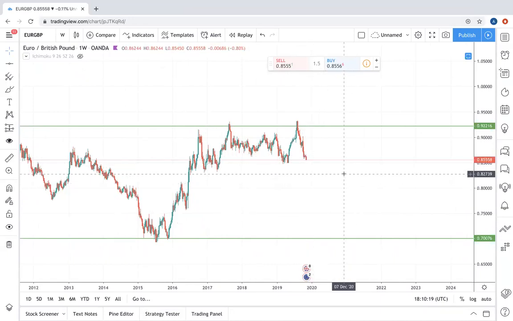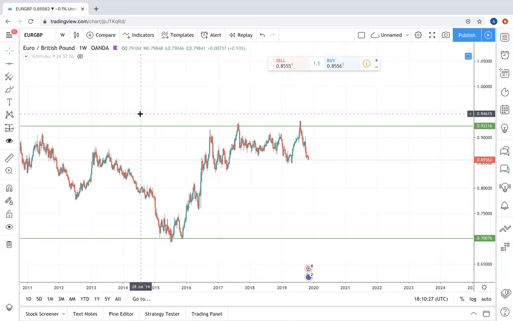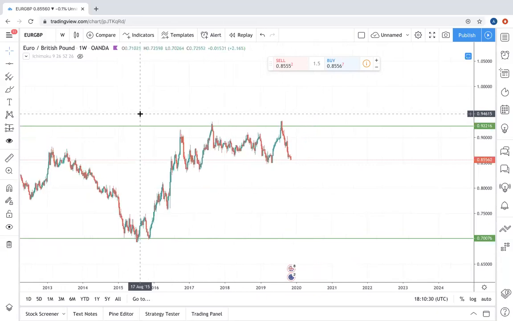I don't know for a fact, but to give you an idea. And as you can see, Euro GBP has just a little ways to go down here. I don't know if it's going to do that, but it's just an idea. So that's how I do that.